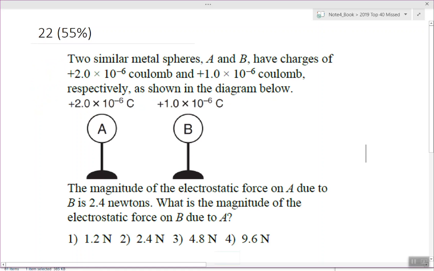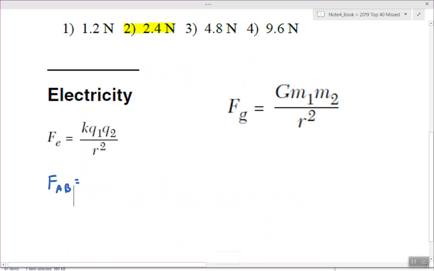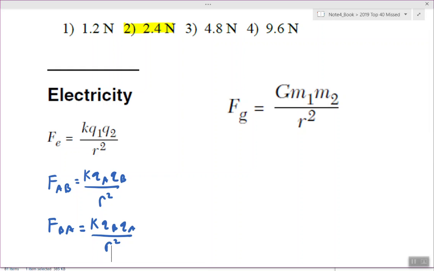22. Don't overthink it. The answer is 2. The reason is they gave it to you. Don't get distracted by all the pretty pictures and numbers. This is really a question about Newton's third law. B is pulling on A, and A is pulling on B in equal amount. This is very similar to the Earth pulls on the moon just as hard as the moon pulls on the Earth. So the force of A on B equals the force of B on A, and that's pretty much the same equation, because it is. Again, Newton's third law. When A pulls on B, B pulls on A.